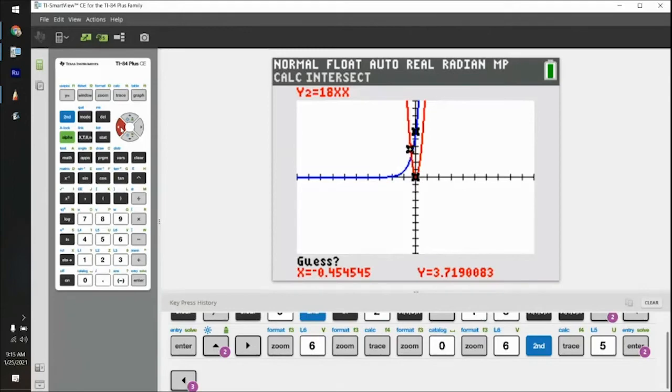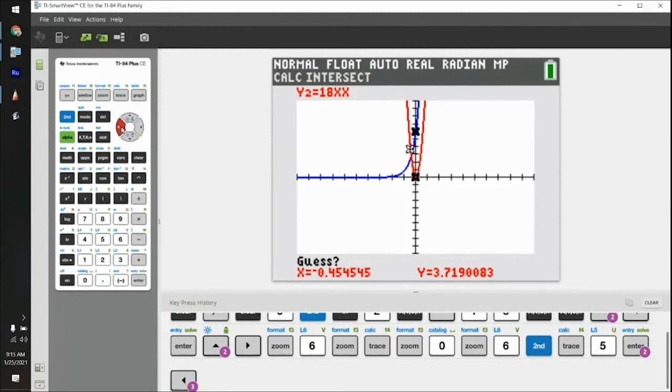Okay, this one, it doesn't matter because there's only one. I can move that cursor wherever I want. It will still find the intersection. But the guess, you have to move that cursor closer to wherever it is. Now, what the calculator is actually doing behind the scenes, if you know anything about for loops from coding, it's literally just looping through every single possible number and trying to find one that's equal to that.